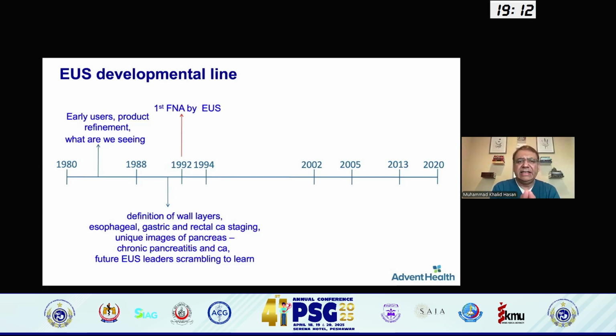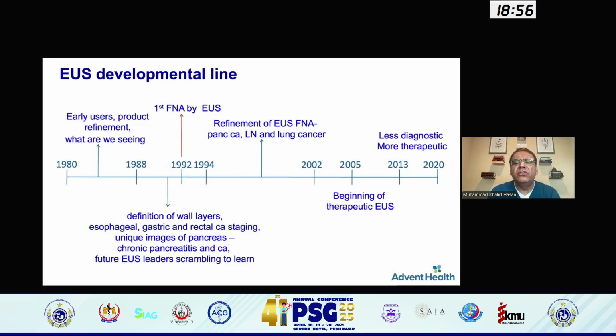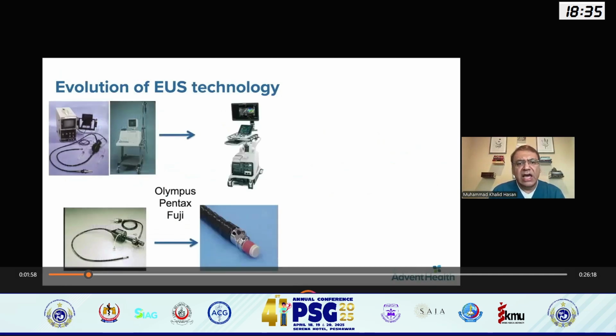First FNA was performed by Dr. Peter Wellman in 1992. After that, other modalities like CT scan and MRI were mostly being used for staging, and EUS's role in staging decreased. And now it's mostly a therapeutic modality, just like ERCP. Not that EUS does not have a diagnostic role. It does have a diagnostic role, and even FNA, FNB is basically a diagnostic role. But its role in therapeutics is increasing. Its role in interventions is increasing.